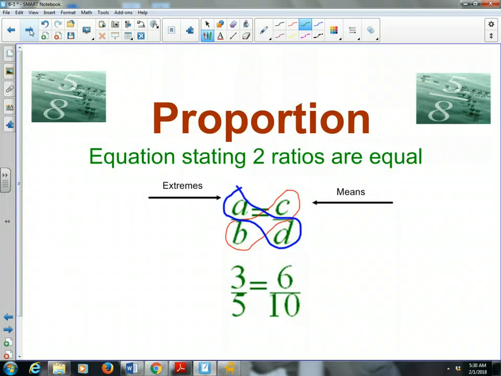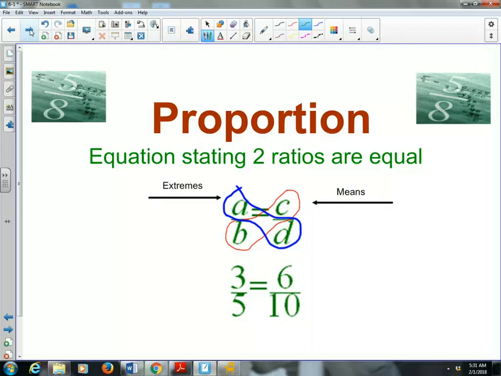We're now going to get into what's called a proportion, a very important topic. A proportion is an equation stating that two ratios are equal. So a ratio is kind of like a fraction comparing two quantities. A proportion is two of those with an equal sign in the middle. Two of them that are equal.